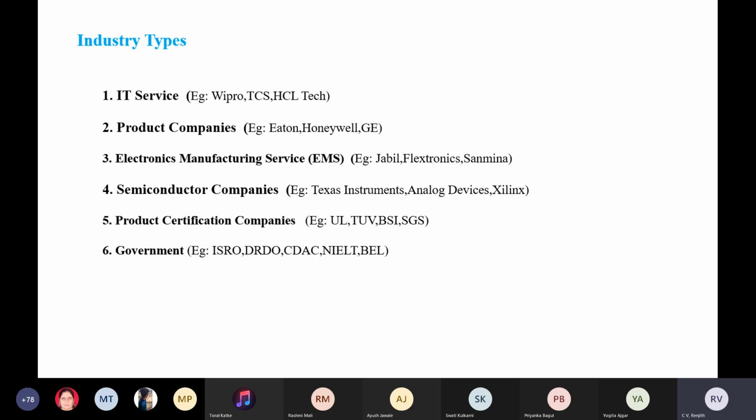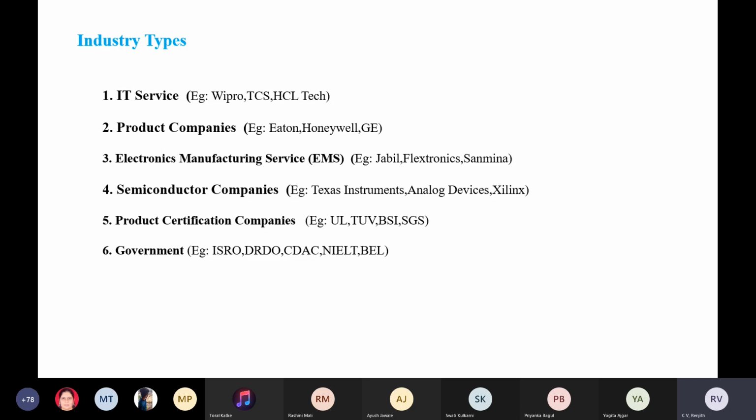Okay, so then you have electronics manufacturing services. Most of the product companies outsource some part of their manufacturing to these companies. For example, when we outsource the PCB assembly, or even complete manufacturing. You might have heard that Apple started manufacturing their iPhones in India, right? So there are a lot of companies, for example, Jabil is in Pune in Chakan, where they do the manufacturing services for a lot of companies.